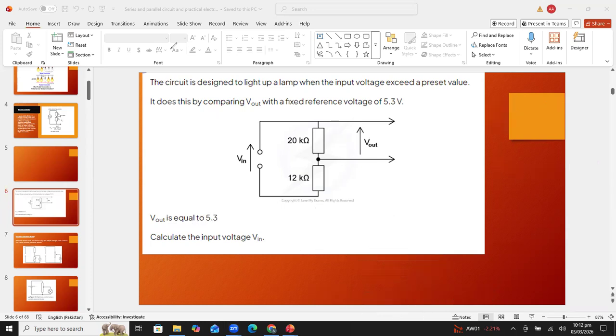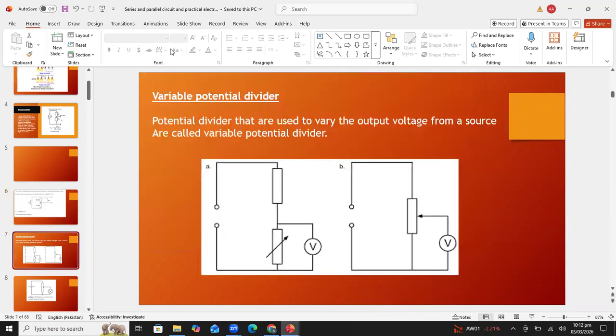I'm going to clear the screen and I'm moving towards the next topic, that is variable potential divider. Variable means now I can change the voltage within the circuit across any particular resistor. And in this circuit, I'm using a variable resistor. So that's why it is called a variable potential divider. All right. I'm repeating, students, variable potential divider is a type of circuit which is used to vary the output voltage. All right. So this is the circuit which can be asked in your exam. You can see it is a variable resistor.